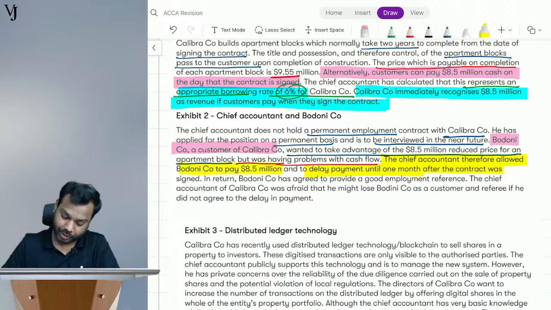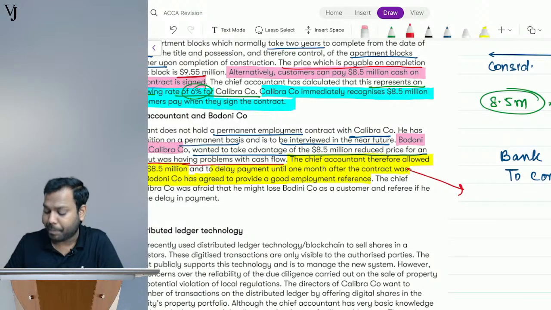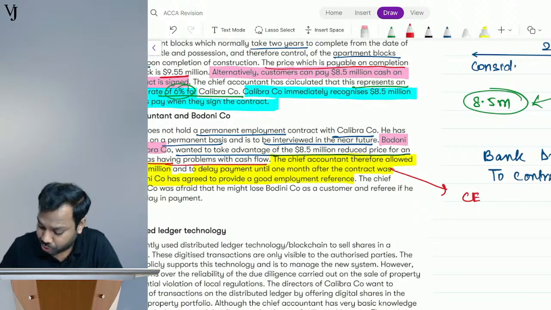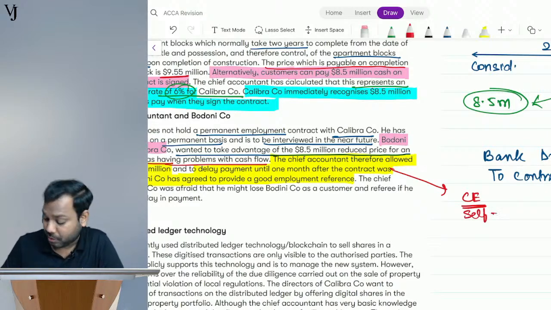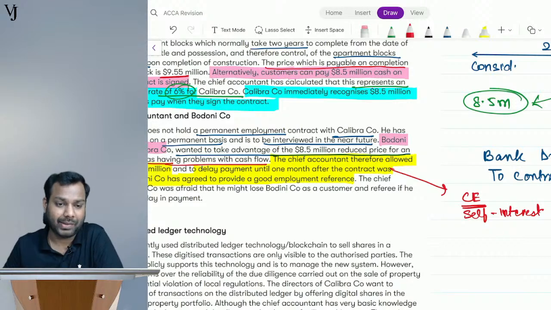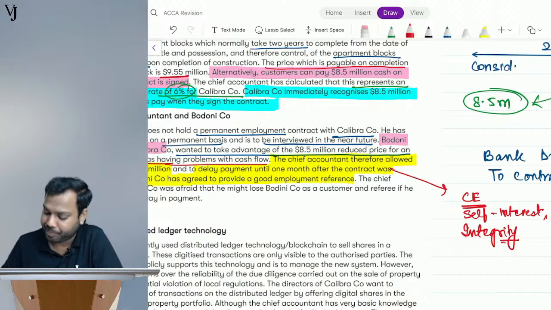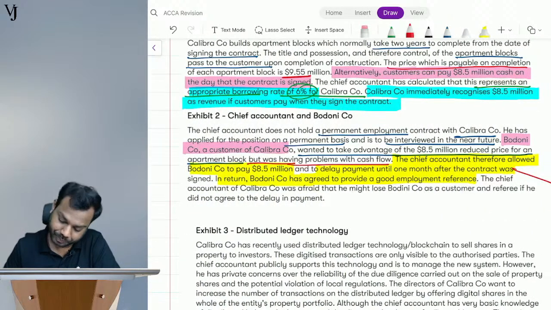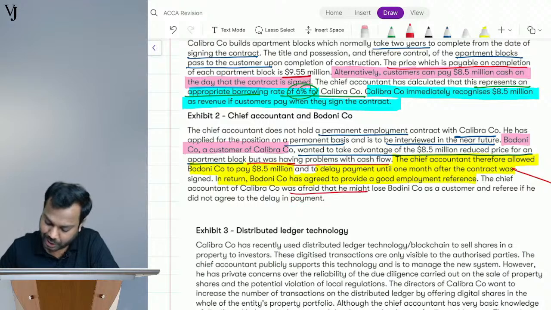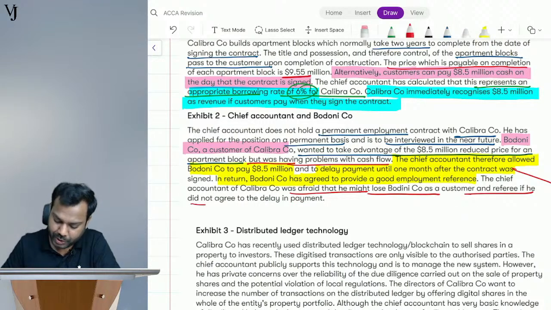See why? In return, Bodani company agreed to provide a good employment reference. Don't you think there are integrity issues? The chief accountant is subject to a self-interest threat, to independence and integrity. Integrity is also lost, right? He is not being honest with the company. So these are two ethical threats. The chief accountant of Calibra company was afraid that he might lose Bodani as a customer and referee if he did not agree to the delay in the payment.